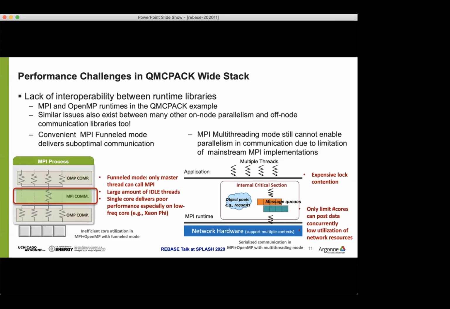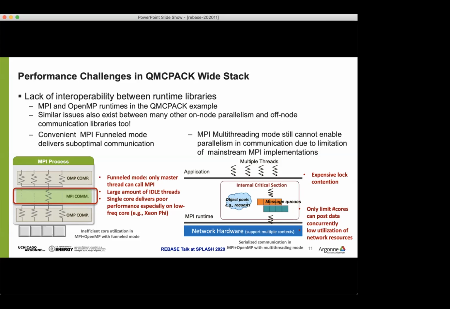And then when we get into the low-level network hardware, when we are trying to issue the communication command to the hardware, we see that although we have so many threads active in the application, only a single thread at a time can hit the hardware, can issue the data out to the network adapter, because they are all serialized by the internal critical section.